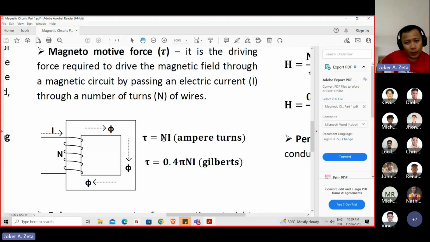Magnetomotive force is a force, so it is similar to voltage. Voltage is electromotive force, the force that moves current, that moves electrons. Magnetomotive force is the force that moves your flux. Therefore, it has a connection to electric circuits. Let me expound on that further.